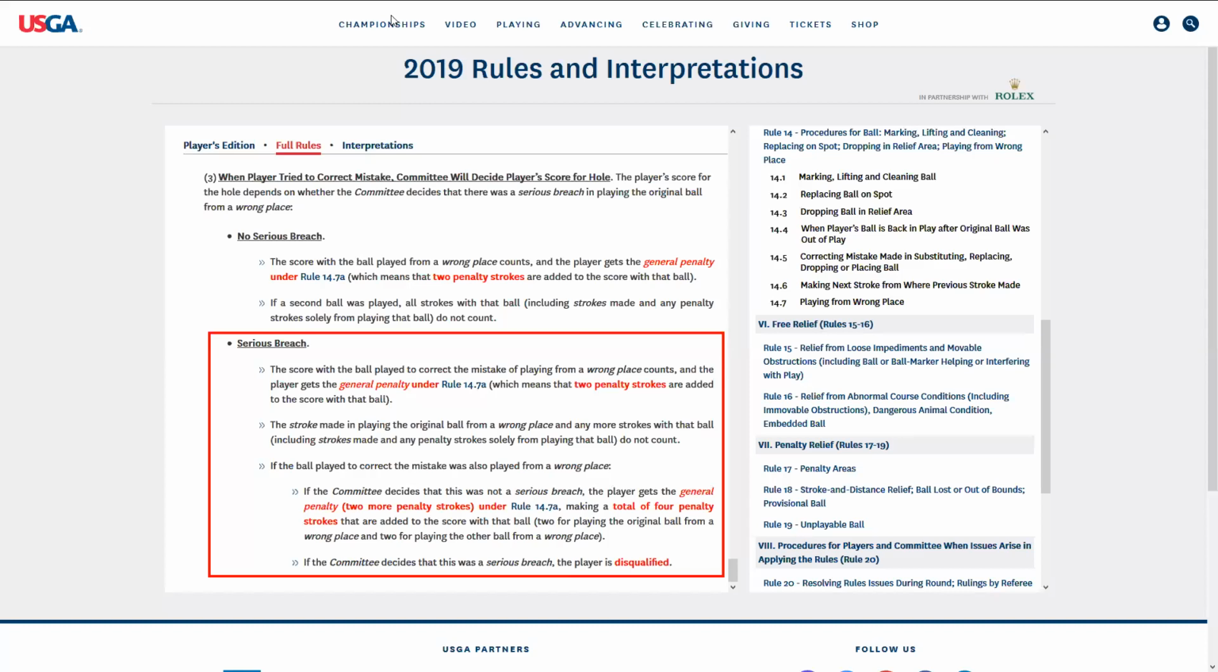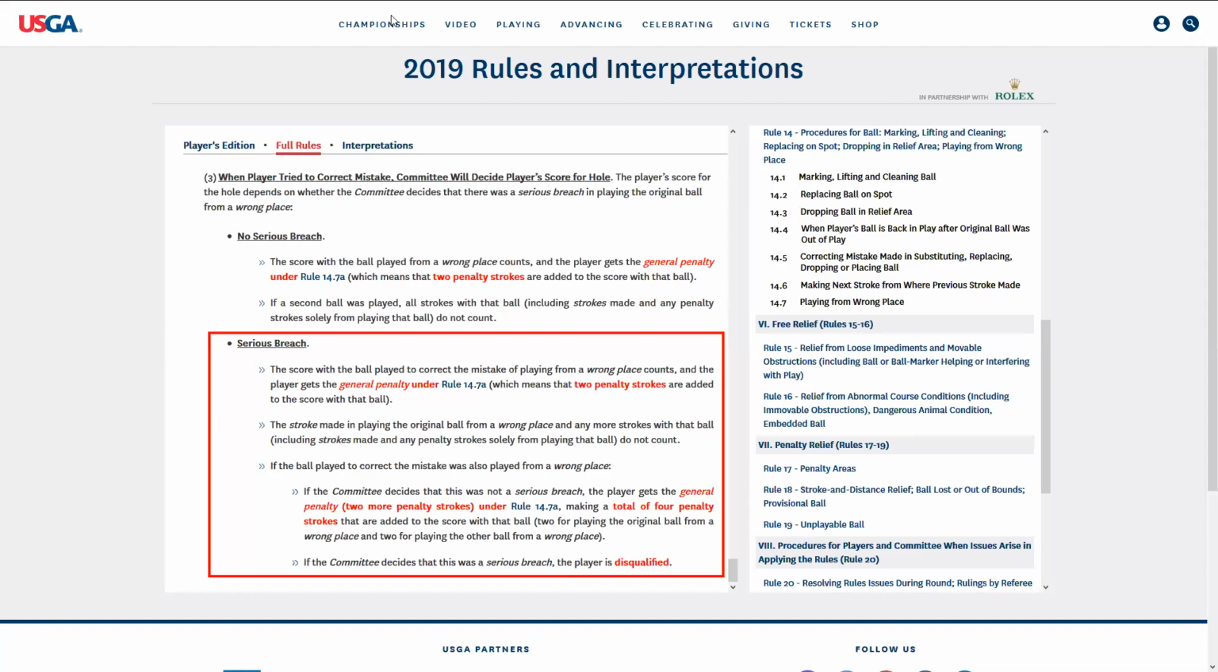So you have a serious breach for the first one. The second ball you put into play, you do it correctly. What they're saying is you count that second ball, but you still have to add 2 penalty strokes because the first one you played was incorrect. The stroke made in playing the ball from a wrong place and any more strokes solely from playing that ball do not count. Okay, now here's the last point.